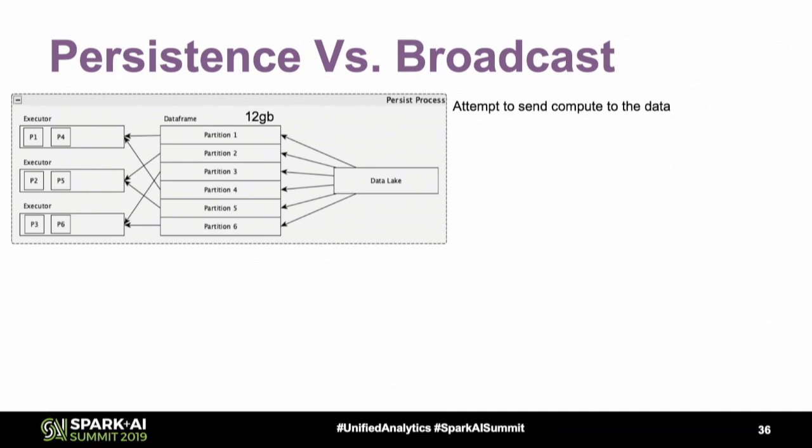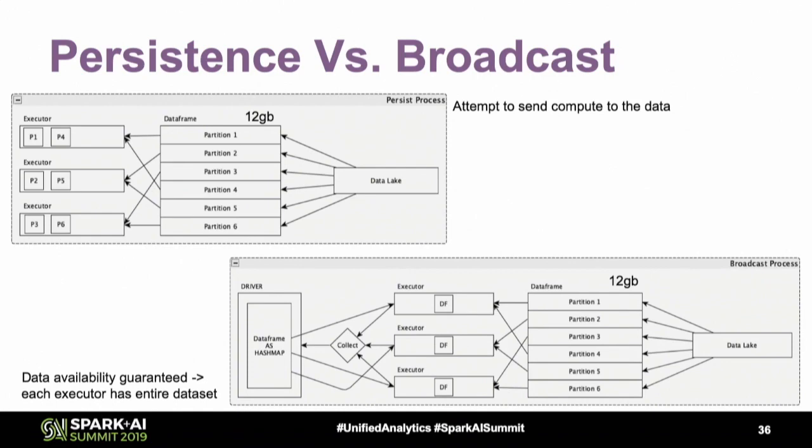So in memory, when we persist the data frame, that takes up 12 gigabytes still, the same as the original data set, more or less. However, when we broadcast it, this same data frame will take between 48 and 60 gigabytes of memory, assuming a perfect compression ratio, which you don't get either.